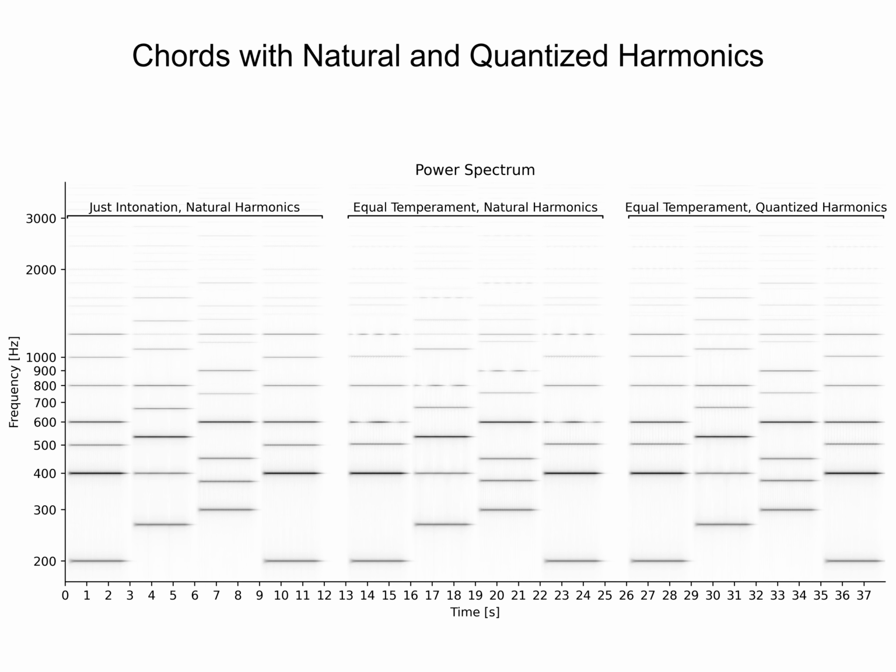Finally, let's see how beats can be avoided through quantized harmonics in equal-tempered polyphonic music. The following example contains 3 times the same cadence, first in just intonation with natural harmonics, which unfortunately causes problems with keyboard instruments. Second, in equal temperament with natural harmonics, which exposes quite a few beats. And third, in equal temperament with quantized harmonics, which basically eliminates all the beats.